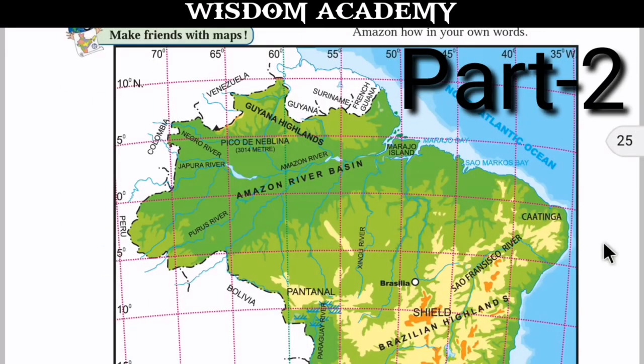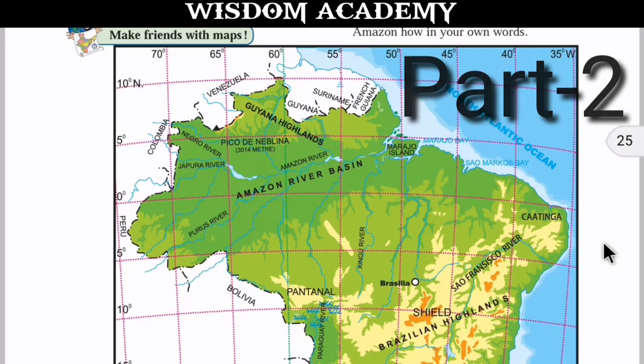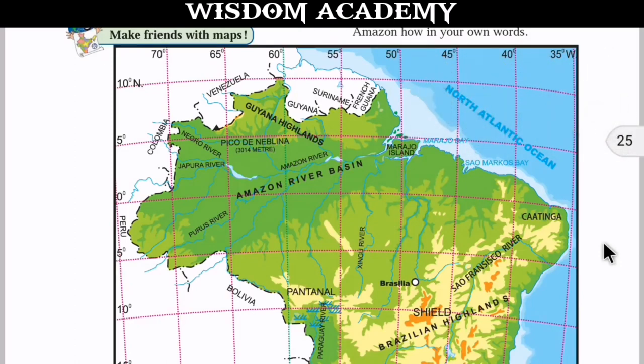So this is the second part of the chapter. In the first part we have studied about physiographic divisions of India. In the second part we will study about physiographic divisions of Brazil. In the first part we saw that in India there are some mountains that are above 6000 meters like the Himalayan mountains, but there are also plateaus, we are having the peninsula region, we are having plains, and we are having islands like Andaman and Nicobar Islands. So in this part we will study about physiographic divisions of Brazil.